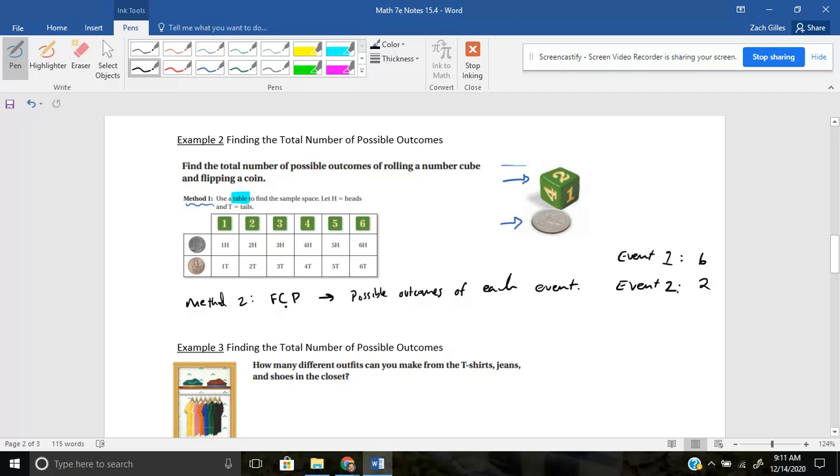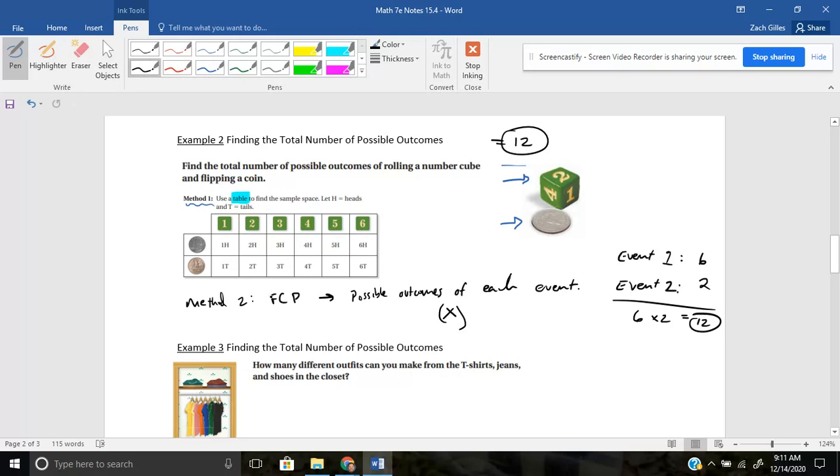So the fundamental counting principle says you need to multiply those events. So all we need to do is take 6 times 2 to get us 12. So that means the total number of possible outcomes is 12 different outcomes. And you see that in your table here. Here's 1, 2, 3, 4, 5, 6, 7, 8, 9, 10, 11, 12. They match up. You could roll a 5 and get tails. You could roll a 3 and flip a heads. You could roll a 1 and flip tails, right? These are all the different possible outcomes.